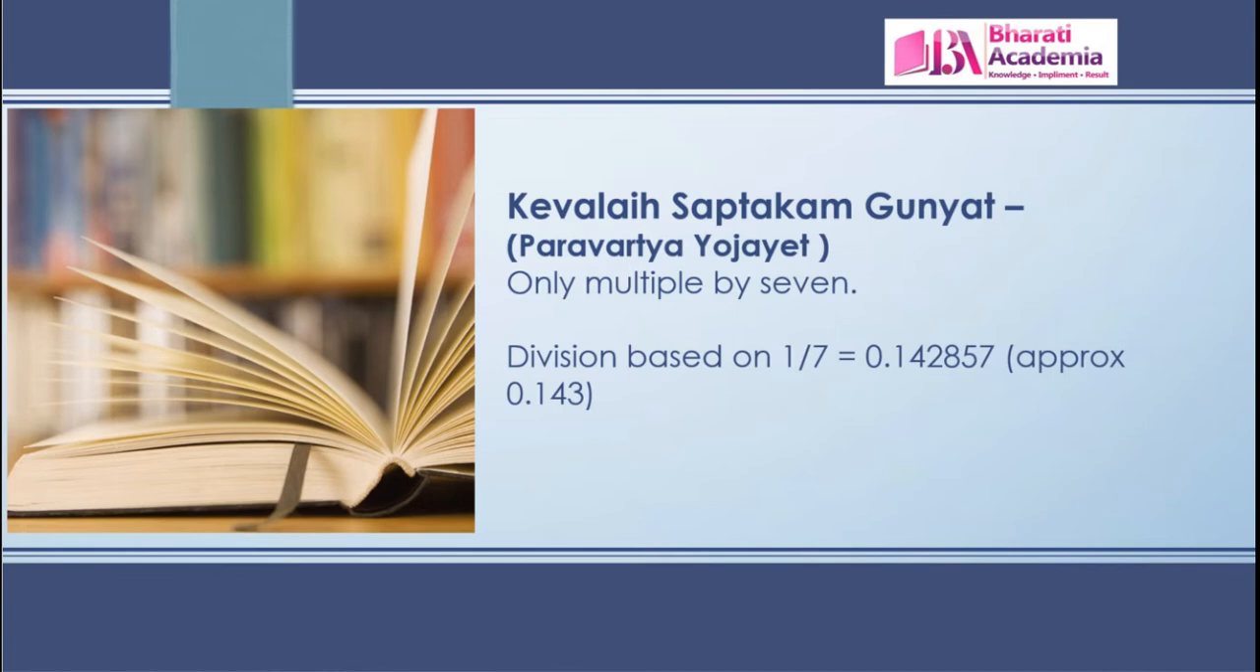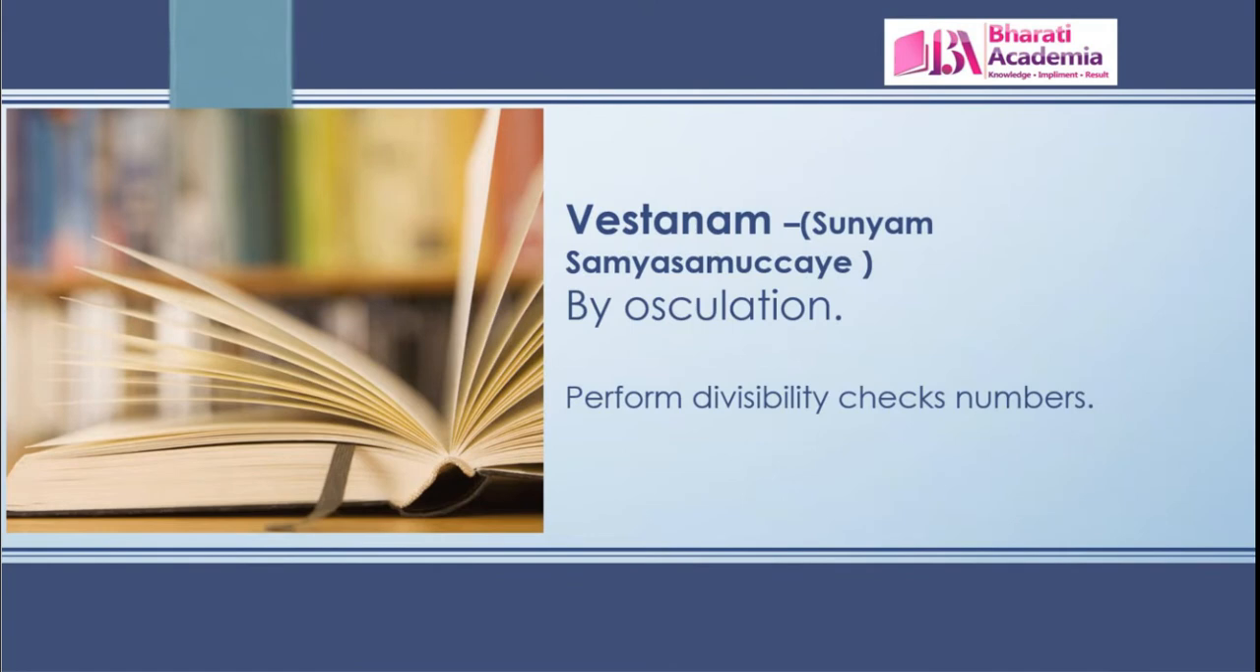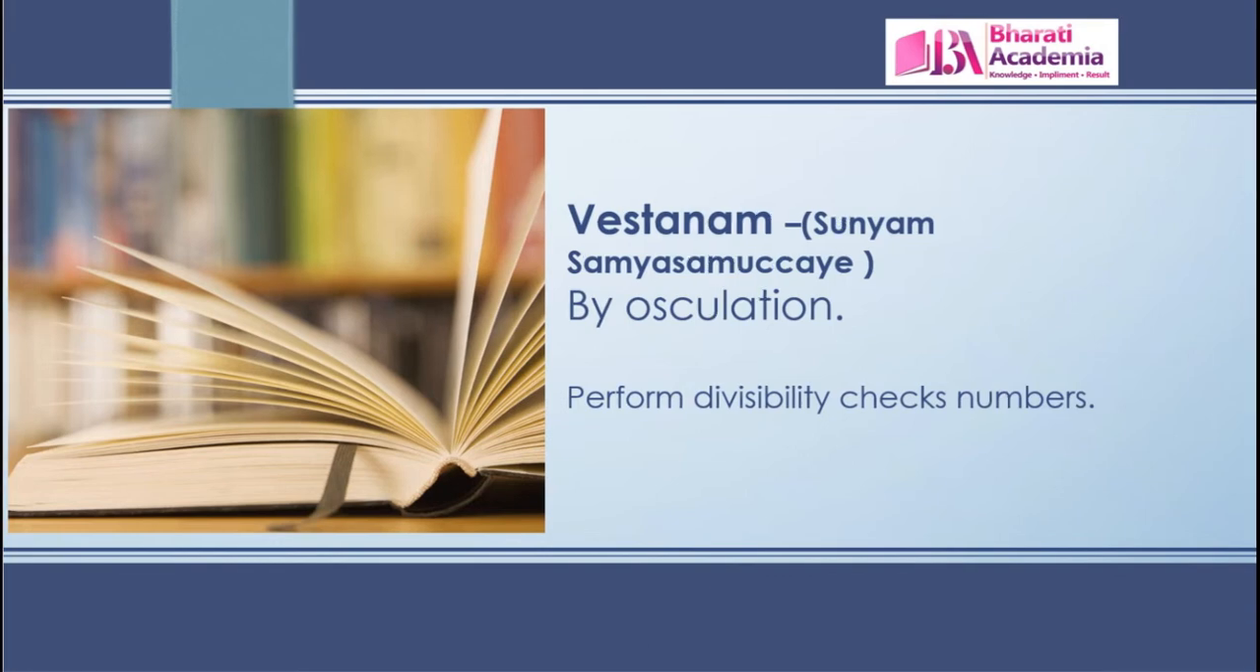Division based on 1 by 7 equals 0.142857, approximately 0.143. Vilokanam. Parent sutra is Shunyam Samyasamuccaye. It means by observation. It is used to perform divisibility checks of numbers.